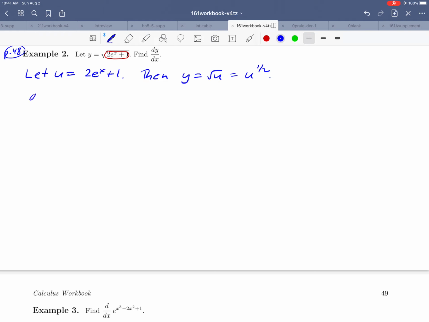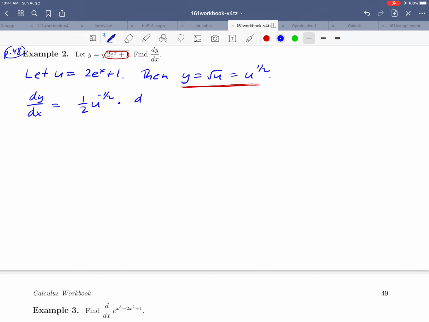To take the derivative of this, remember, the chain rule is really a two-part process. We're going to start by taking the derivative of the whole function with respect to u. That means take the derivative of u to the 1/2. How do you do that? Well, u to the 1/2 is just a power, so we're going to use the power rule. We'll bring the 1/2 down and get 1/2 u, subtract 1 from 1/2, and we get negative 1/2. So 1/2 u to the negative 1/2, that's the derivative of the whole function.